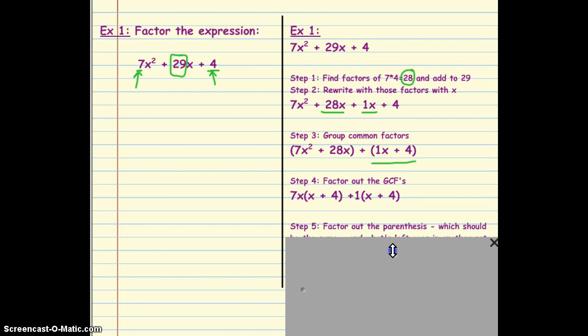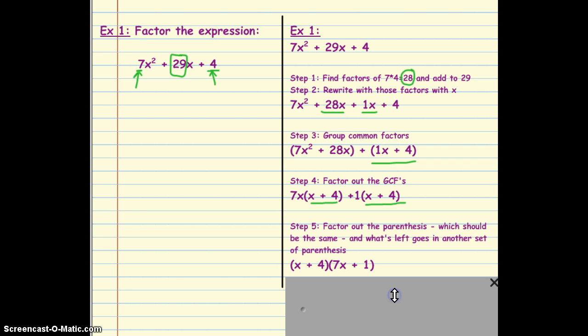And again, we're going to factor out the parentheses for step 5, and just a reminder, what's in parentheses should be the same. And then what's left goes in the other set of parentheses. So it's going to be x plus 4, and our other set of parentheses is 7x plus 1. Alright, that's how you factor an expression with a coefficient in front of x squared.